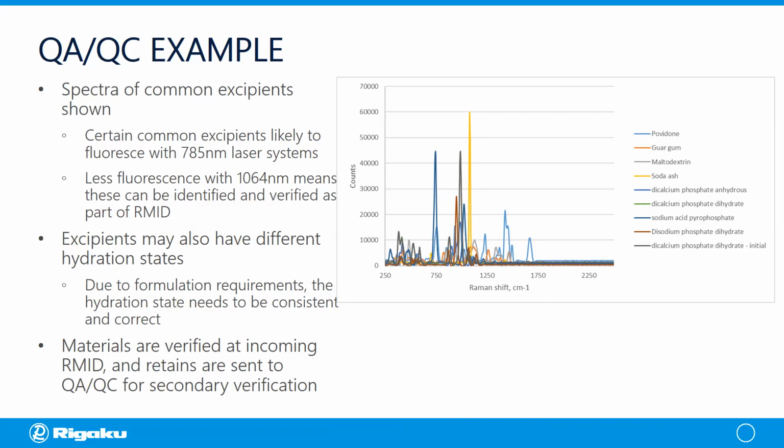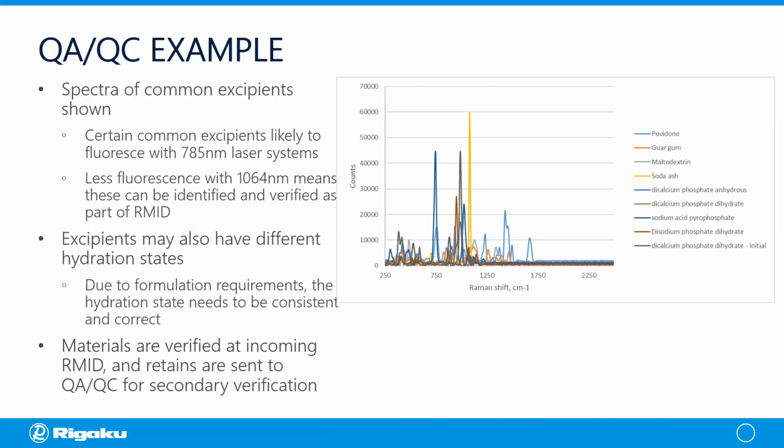Now, most common excipients are likely to fluoresce with 785 nanometer laser systems. So the advantage of using the 1064 nanometer means that we can actually identify quickly and screen for these materials that were likely to fluoresce before.